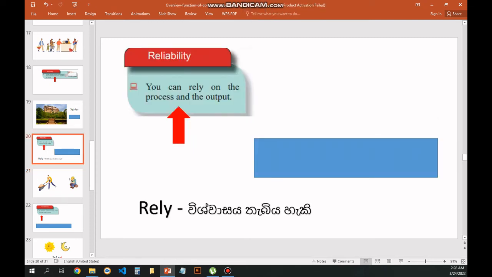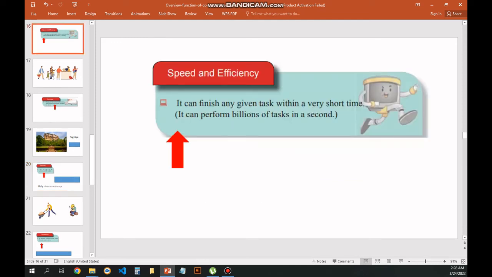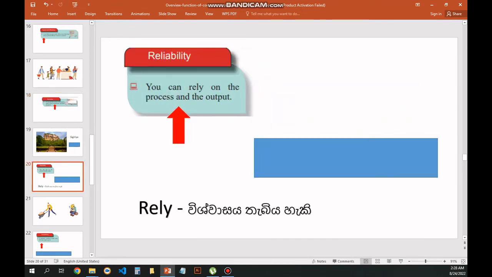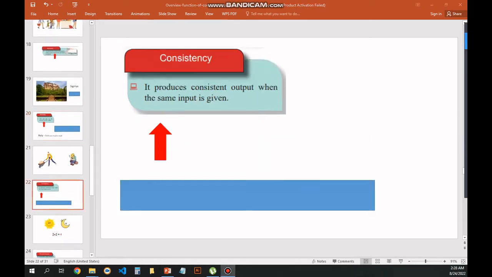So we can keep our trust in these machines. Whatever process they are going to do, they will do exactly that process, not something else. That's the key point, right? Okay, so far we have talked about 3 points. What are those? First one, speed and efficiency, then accuracy, then reliability, right? Those are the 3 qualities or features we have discussed so far. There are plenty. All right, so the next point is consistency.